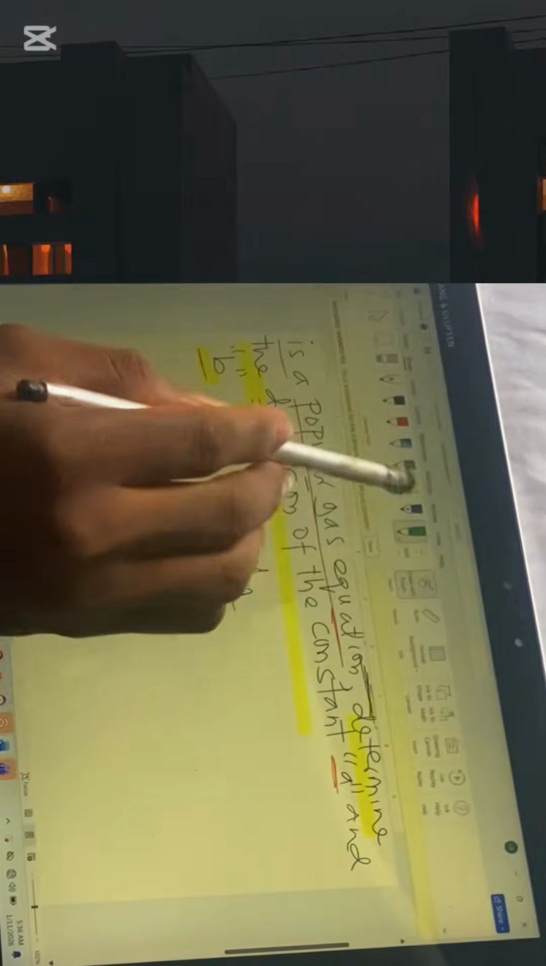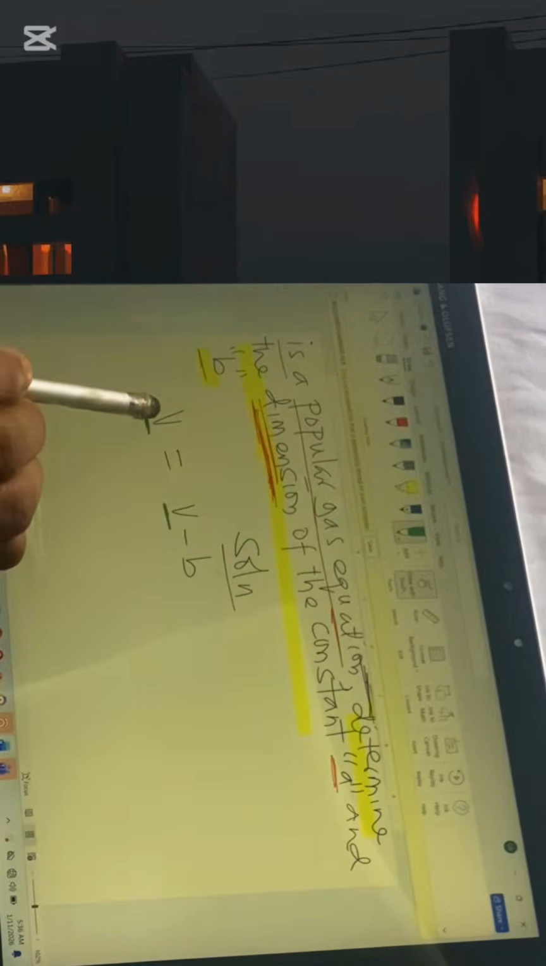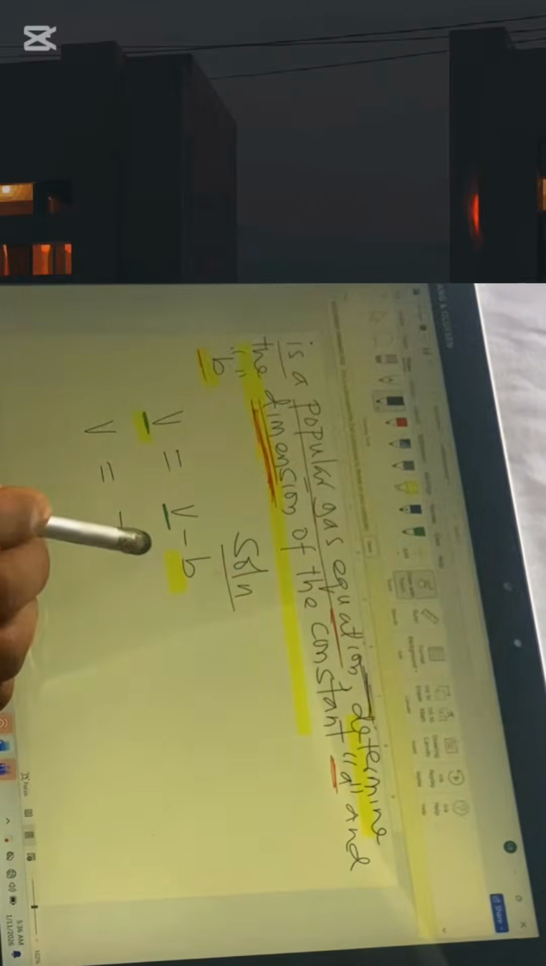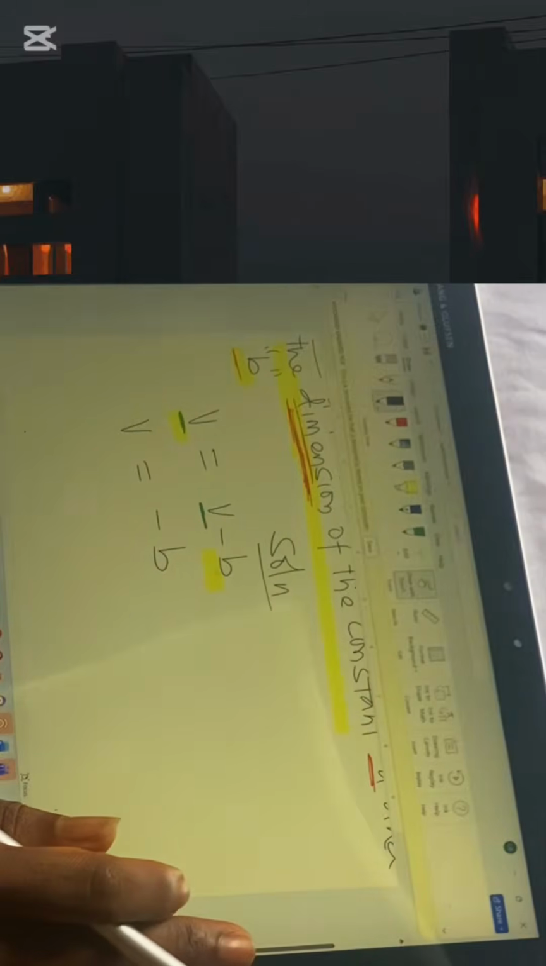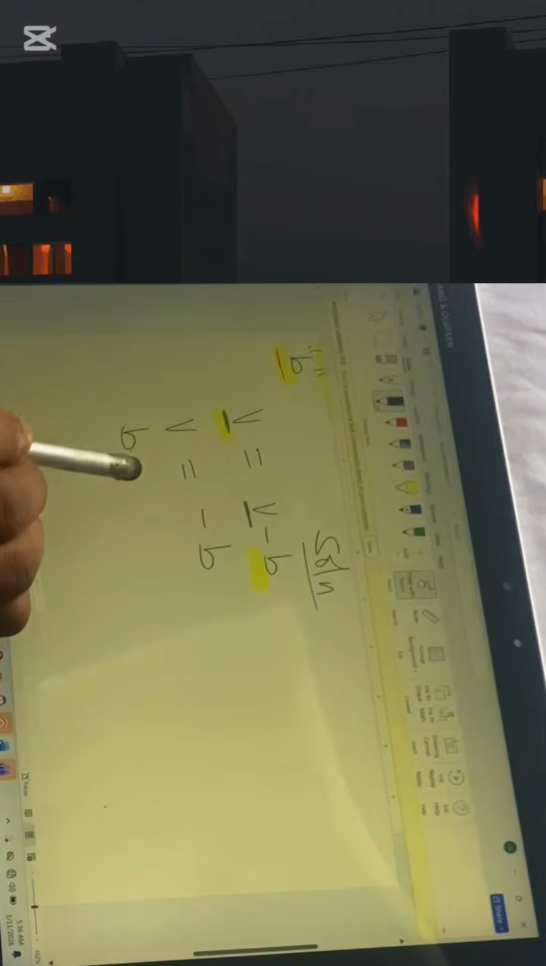Please take note. So this equation simply means that this V is equal to this V minus B. Please take note. But our intention is not the V aspect. Our intention is on the B aspect. So we'll take this as V is equal to minus B. So making B the subject, please take note of this. The B there is volume. Making B the subject, B will be equal to minus V.